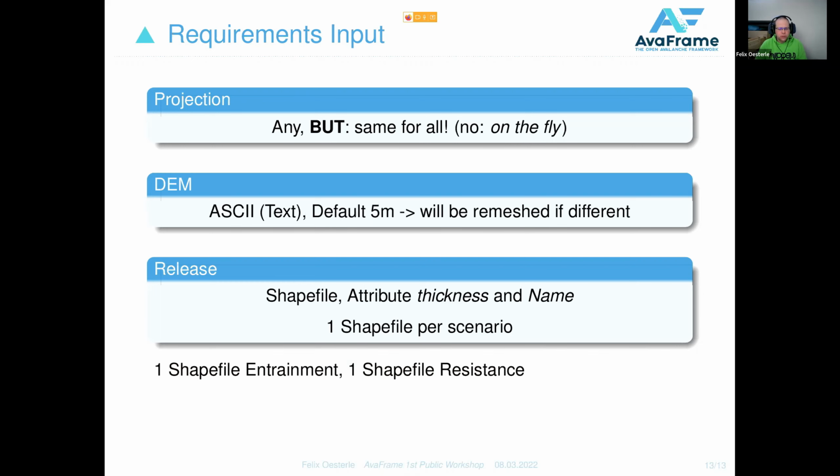And then the same goes for the entrainment and the resistance, but here it's only one shapefile where all the entrainment areas are in, and one shapefile for all the resistance areas. Okay. Are there questions so far?